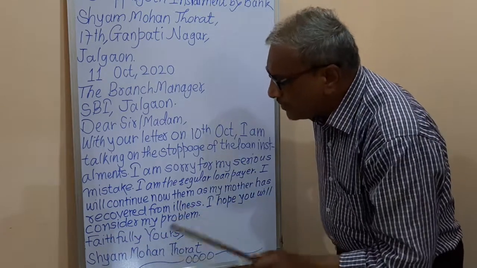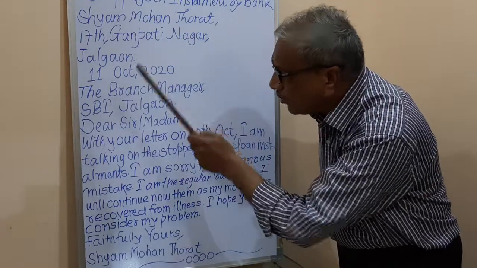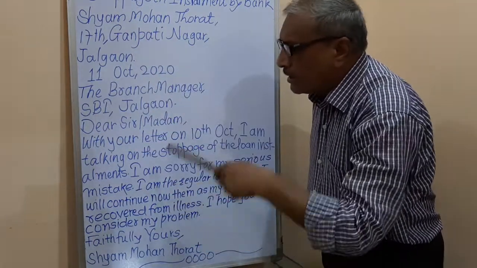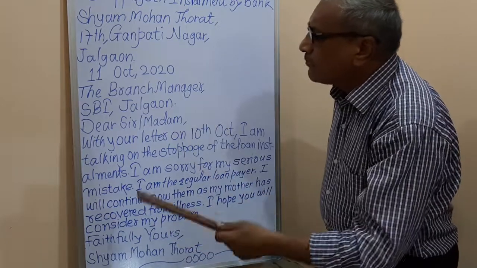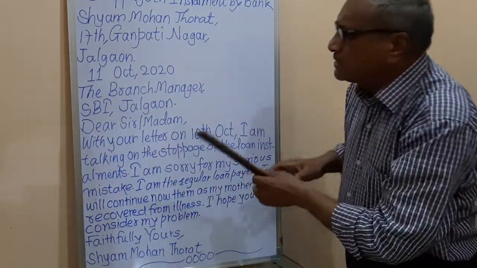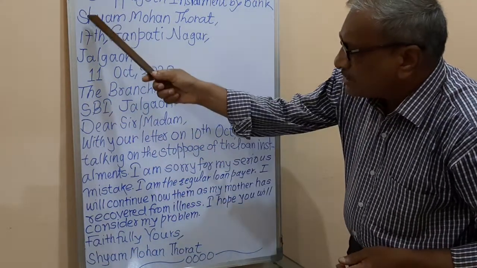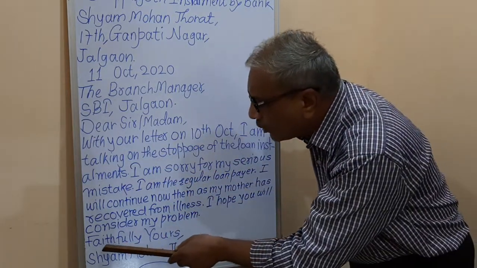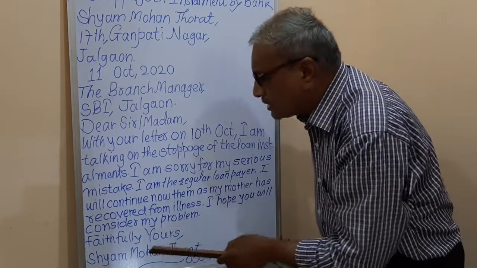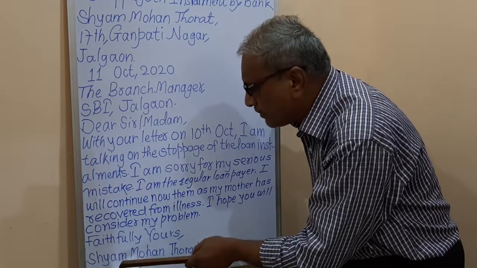Remember, all students should remember that they should also write this when they are going to write all the letters. Now the method of writing the letters is like this. In the old days, we were writing the letter in a different type of form, but now the form of the letter is like this. Means we should start from here and we should write in a straight way. So remember, at the end of the letter we should write "Faithfully yours," with a comma, and then we should write our name, and that name is Shyam Mohan Thorat.